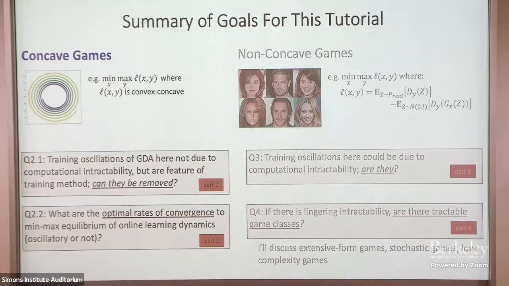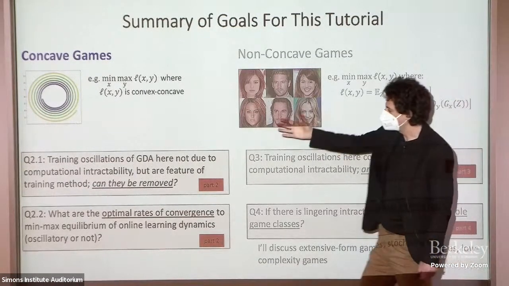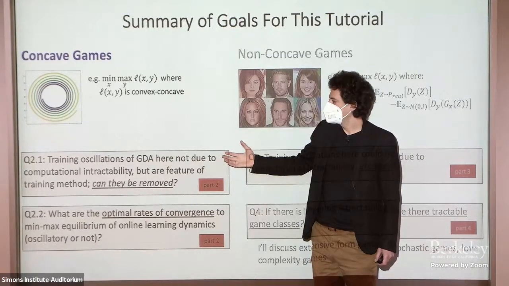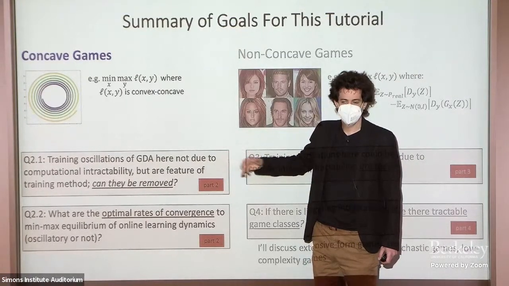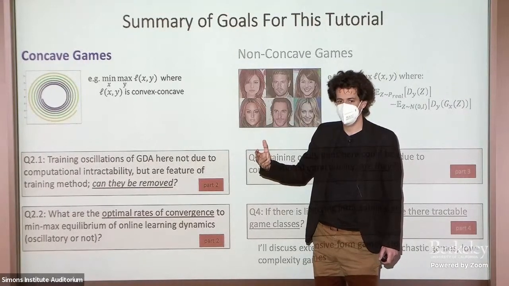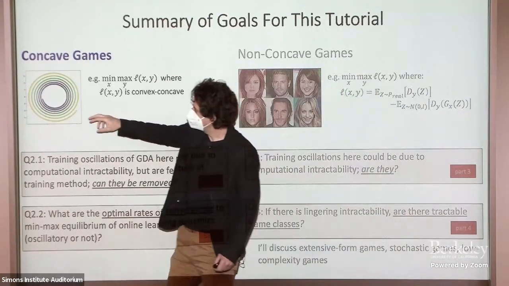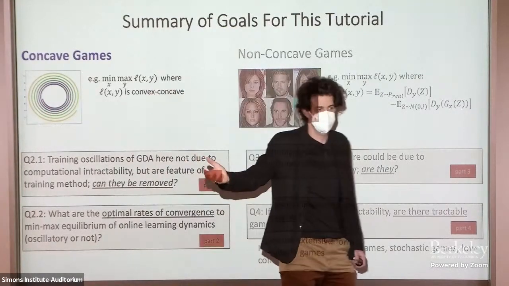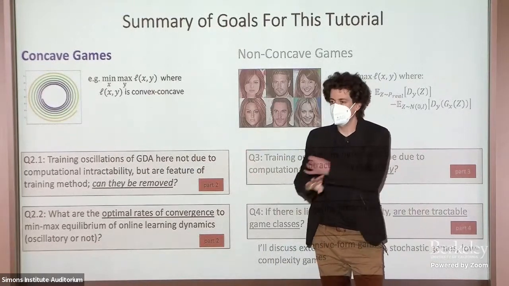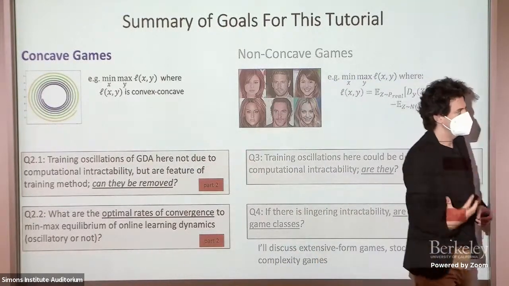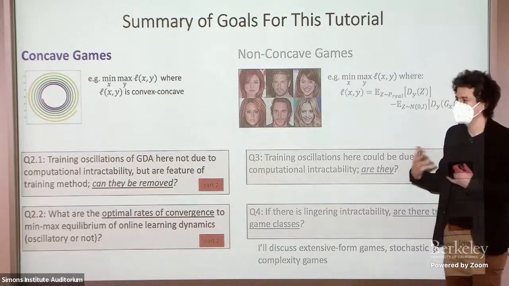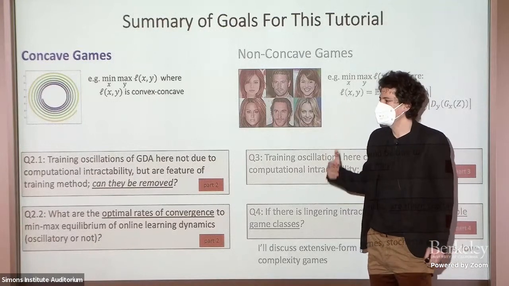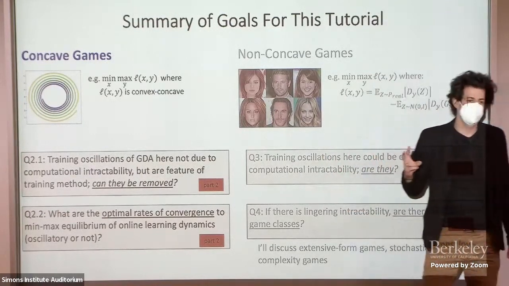And I'm going to be discussing two questions. Is there a way to modify the training method, so add bells and whistles to gradient ascent, to remove this spiraling around and away from the equilibrium behavior that we saw even in very simple cases? Orthogonal question, oscillatory or not, I'm interested in what are the optimal rates via which online learning dynamics converge to equilibria. These are the two questions I want to talk about.